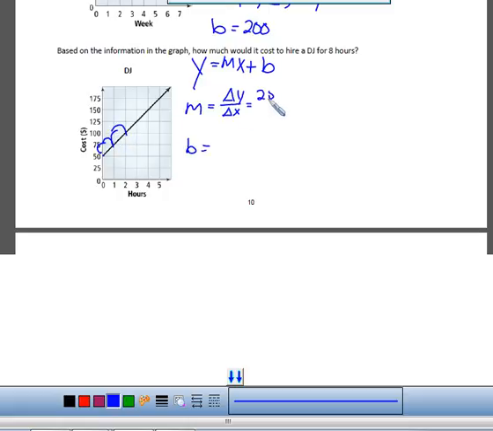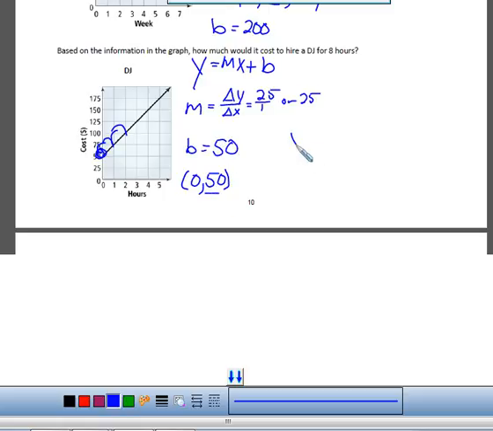Goes to the right 1, up 25 over 1. So 25 over 1. Now, if you did this a different way and came up with something like 100 over 4, I would expect you to simplify that. But for m, we get 25. B, that's here, this point where it crosses the y-axis. So B is equal to, that's when the input value is 0, so it's 50.